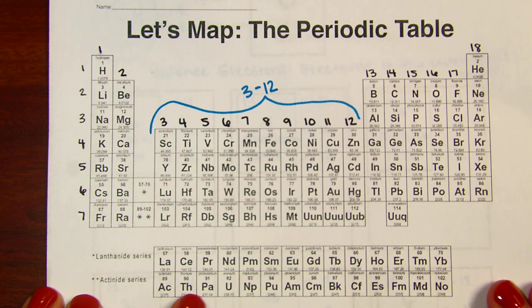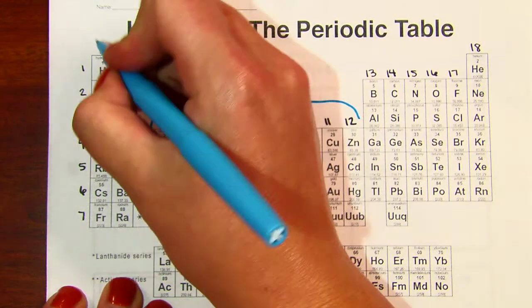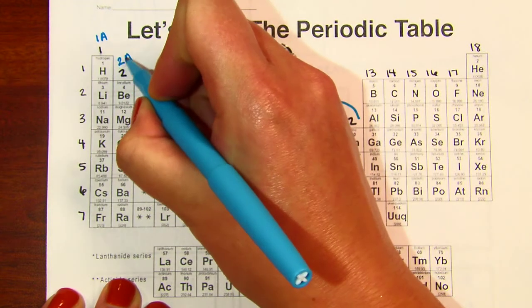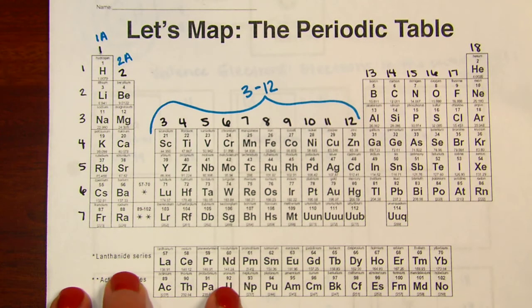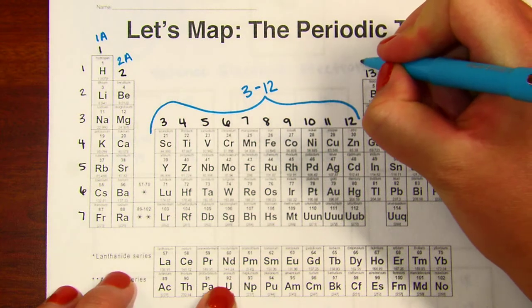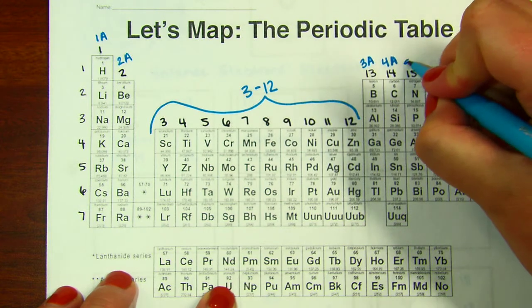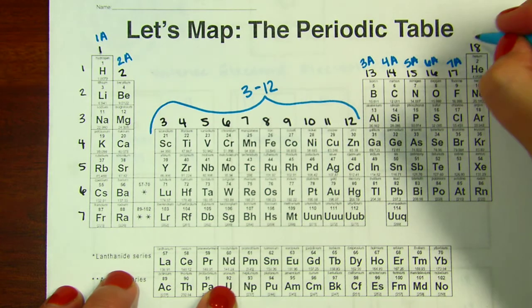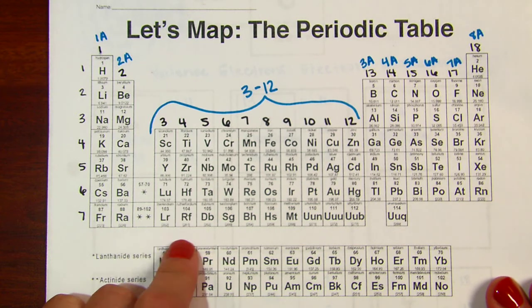So what I'm going to do first is relabel some of my groups. Remember, my groups are my columns. They're also called families. So I'm going to relabel group 1. I'm going to call it 1A, 2A. Skipping my transition metals because they don't follow the rules, so we're skipping over them. So group 13, I'm also going to call that 3A, 4A, you see where I'm going with this, 5A, 6A, 7A, and finally 8A.